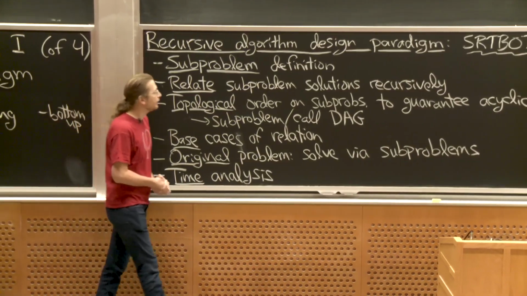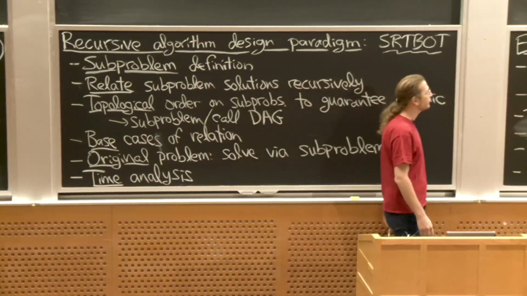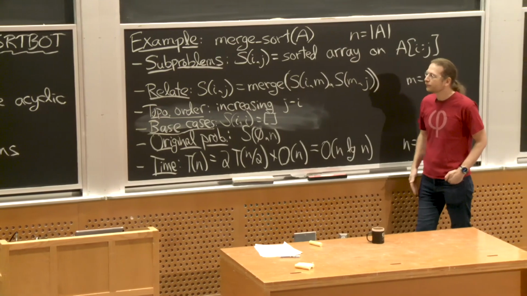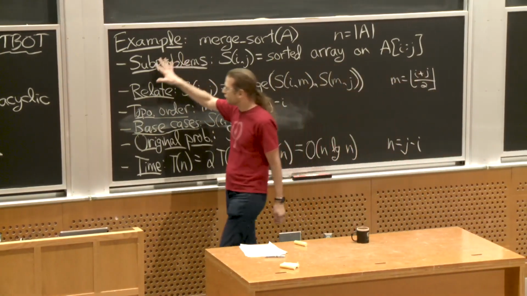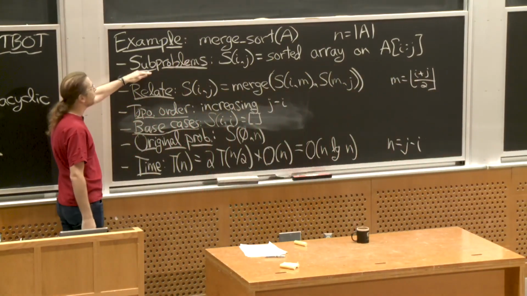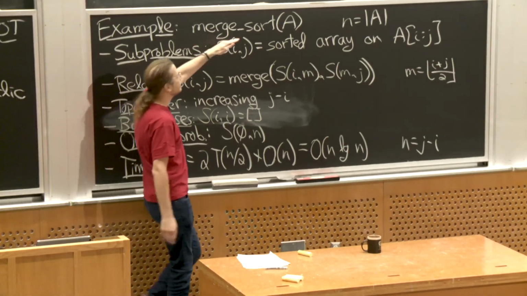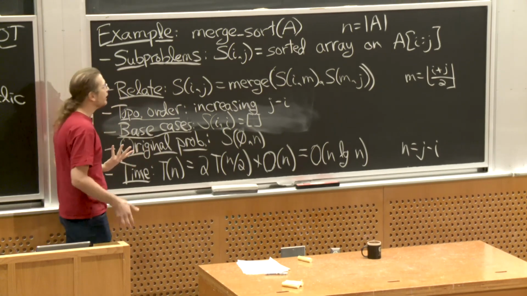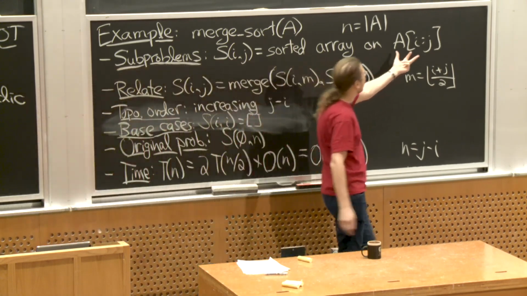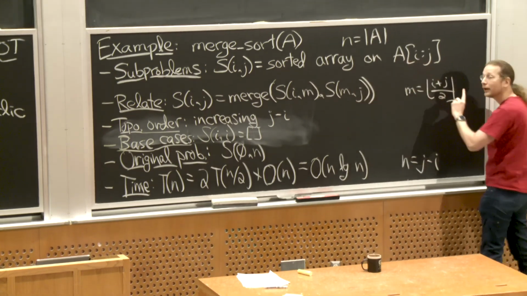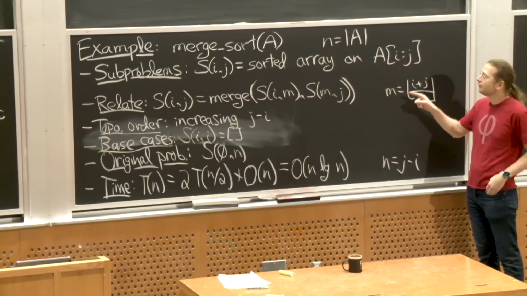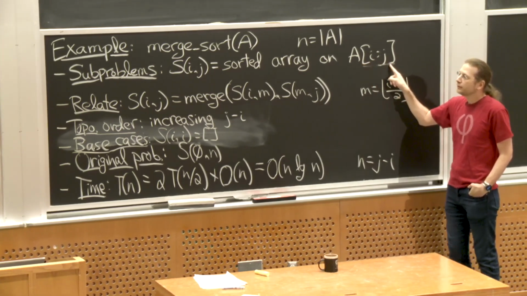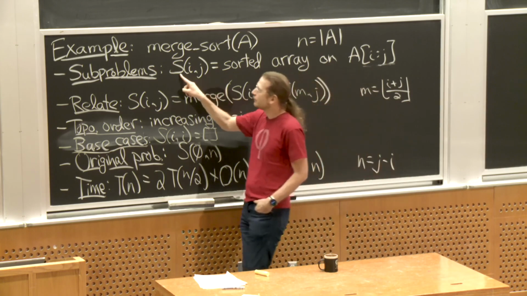Let's see an example first of an algorithm we've already seen, which is merge sort, so a divide and conquer algorithm phrased with this structure of SRTBOT. So for the subproblems, our original problem is to sort the elements of A. And some subproblems that we solve along the way are sorting different subarrays of A. So for some i and j, we sort the items from i up to j minus 1. I'm going to define that subproblem to be S of i, j.